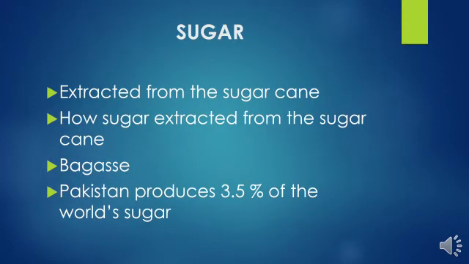The next one is sugar. Sugar is extracted from the sugar cane. How is sugar extracted from the sugar cane? Now I am discussing the whole procedure. The cane is crushed for the juice, which is then boiled in huge open pans. As the water in the juice turns to steam, the sugar crystals are left behind.